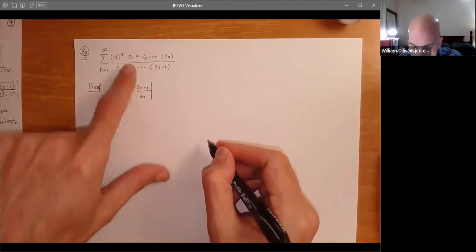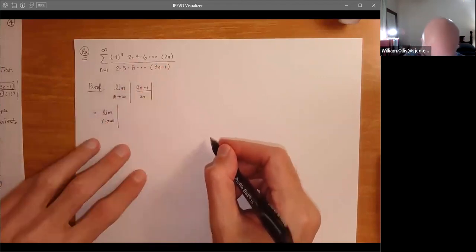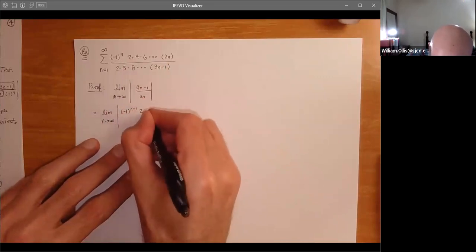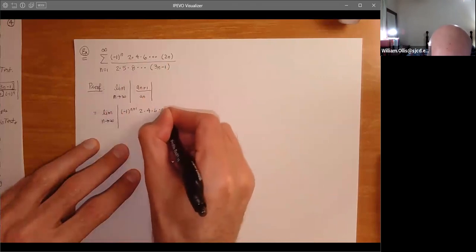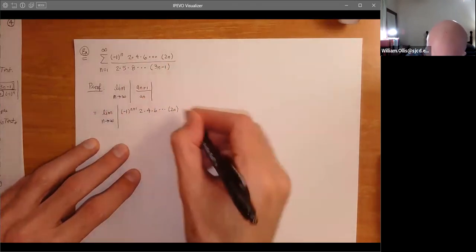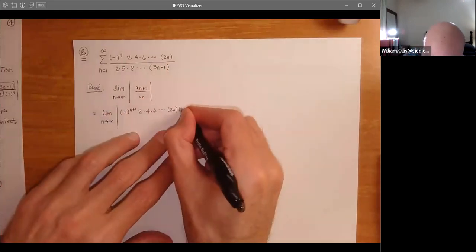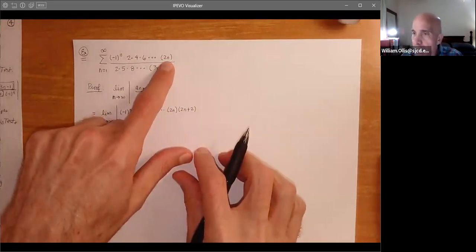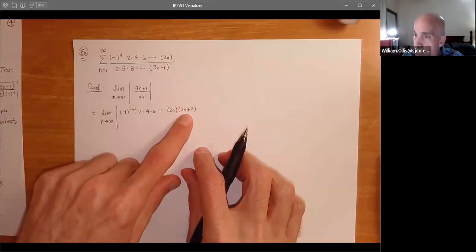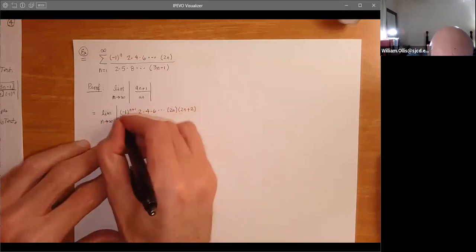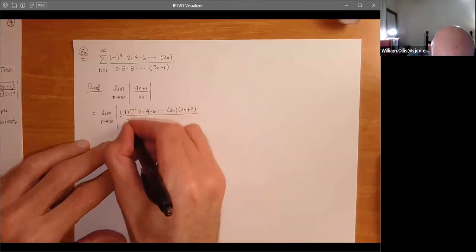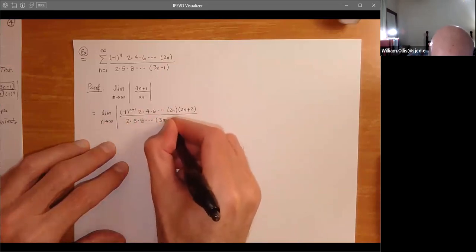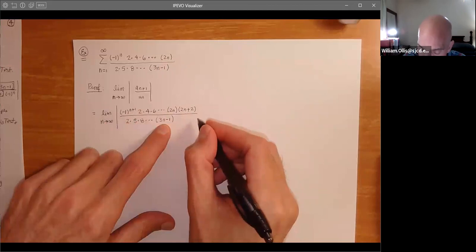So now what we're going to do is we're going to replace all the n's with n plus 1. So we get negative 1 to the n plus 1, 2, 4, 6. And then, of course, we have 2n. And then if n is n plus 1, we get 2n plus 2. Again, if we replace n with n plus 1, we get 2 times n plus 1, which is 2n plus 2. All right? Downstairs, we do the same thing. So we have 2, 5, 8. Then we have 3n minus 1. And then we replace n with n plus 1.